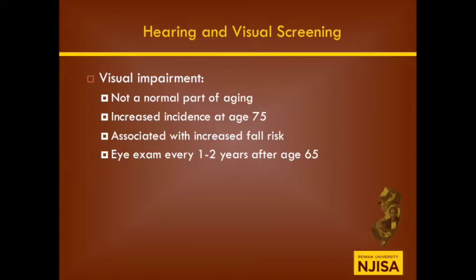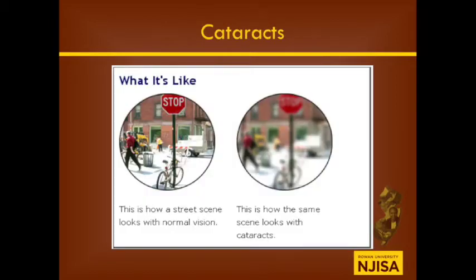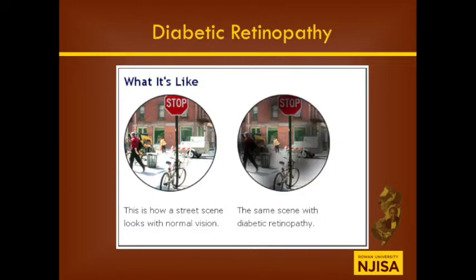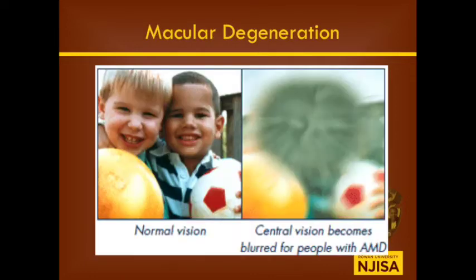So in your slides, I have some pictures of what common visual impairment syndromes would look like. So cataracts, you can see the stop sign is barely visible. Glaucoma, you're missing a lot of the outer part of the cone of vision. Diabetic retinopathy, there's some darkening overall, and some other visual fields are obstructed. And lastly, macular degeneration, where central vision becomes blurred, but not so much the peripheral vision.